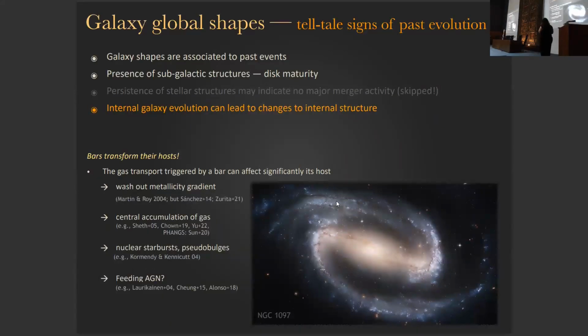So, just going back to what we were saying, galaxy shapes are associated to past events. They tell us something about the disk maturity, but also the internal, I mean, I skipped this part. We can talk about it at some other point. But internal galaxy evolution can lead to changes in the internal structure. And in the case of bars, but also spiral arms, they trigger quite a bit of gas motion within galaxies that can have a huge impact on host galaxies. In the case of bars, for instance, here, there's this beautiful bar from NGC 1097. It has been proposed.